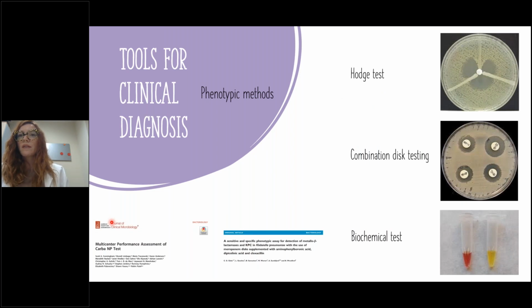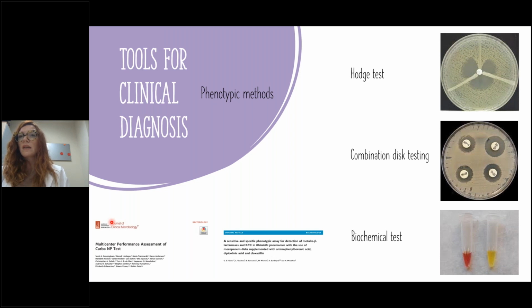We cannot forget phenotypic methods, which are very, very common in all laboratories, like the Hodge test, which maybe is less used now because it has a good sensitivity, but it is not very specific, especially in certain bacteria, such as Enterobacter. And the combination disc testing, which is also very useful. Both techniques need the growth of bacteria, so they are slower. They take like 24 hours to give a result.